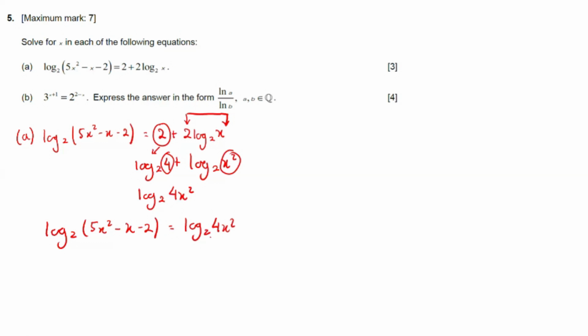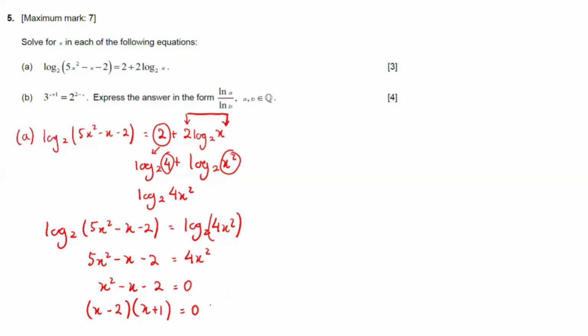Now, since they're the same base left and right, so what can we do? We can just equate the inside, meaning that it can be written as 5x squared minus x minus 2 equals to 4x squared. And then this is going to be a quadratic, meaning we have to make it 0. x squared minus x minus 2 equals to 0, meaning that we can also factorize this one here. Equals to 0. What will it be? It's going to be x minus 2 and x plus 1.